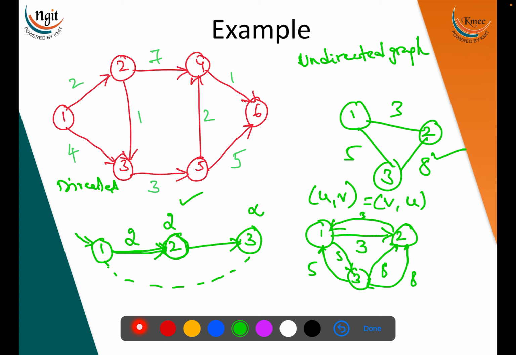Let us assume the 2 to 3 cost is some 4. So to reach from 1 to 3, I will be traveling through this second node, correct? So now 1 to 2 I am traveling, 2 to 3 also I am traveling. So the total cost to reach this third vertex is 2 plus 4 equal to 6.